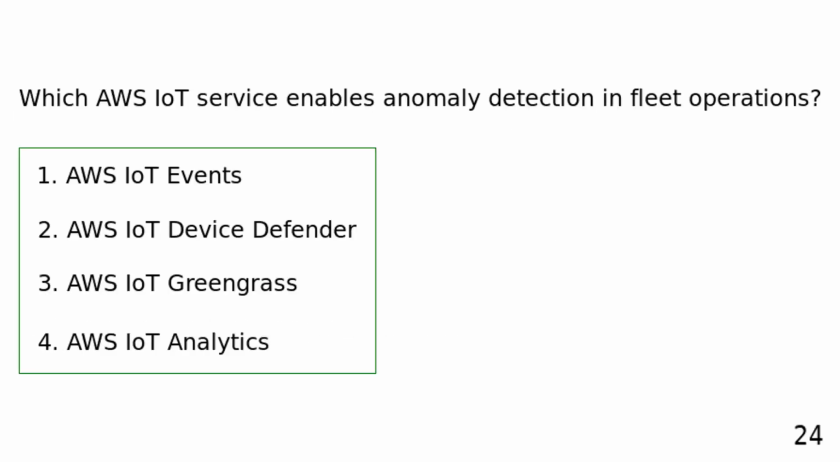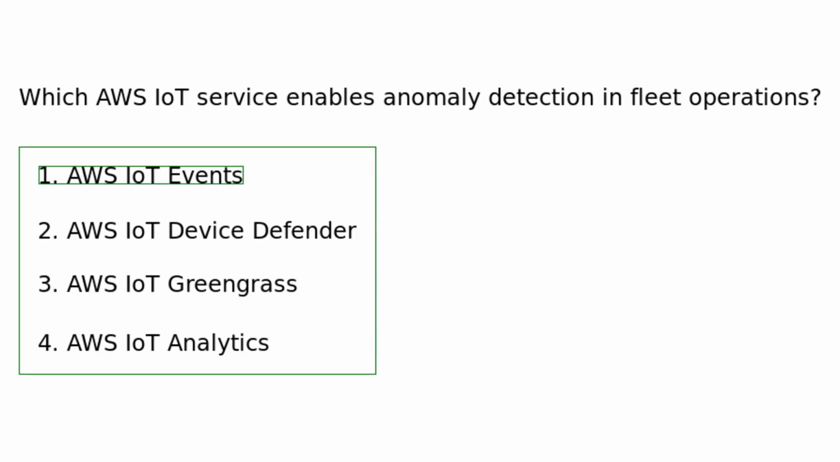Which AWS IoT service enables anomaly detection in fleet operations? AWS IoT Events. AWS IoT Device Defender. AWS IoT Greengrass. AWS IoT Analytics. AWS IoT Analytics enables anomaly detection in fleet operations.